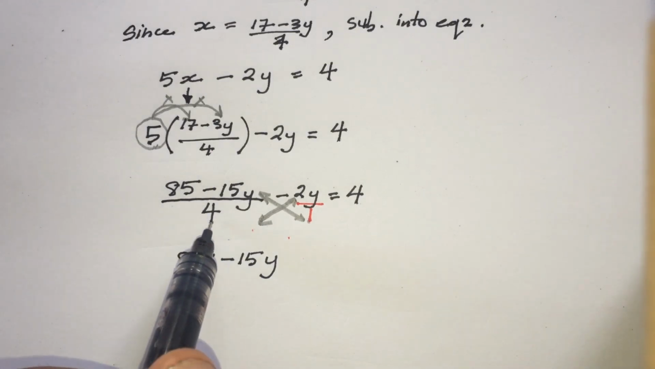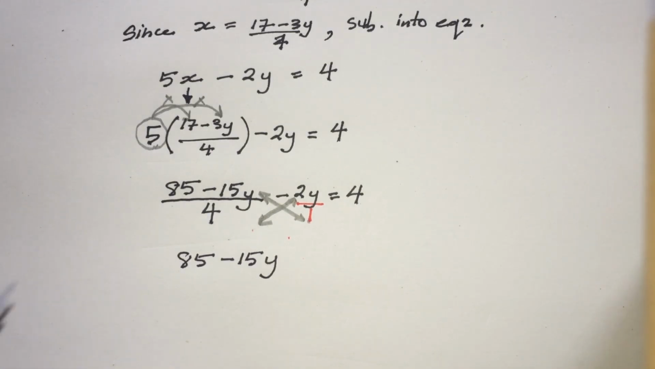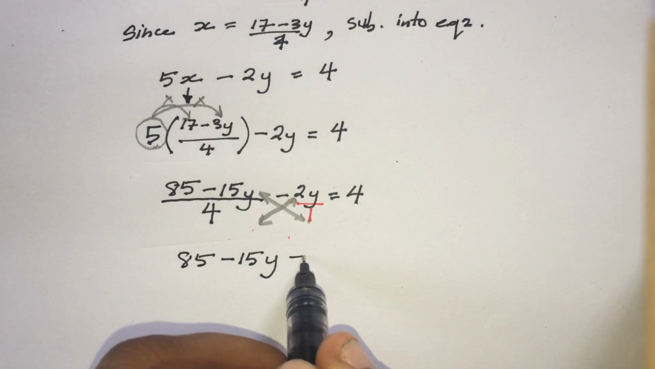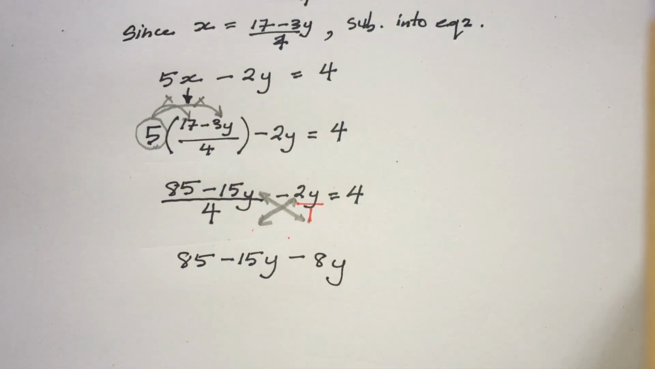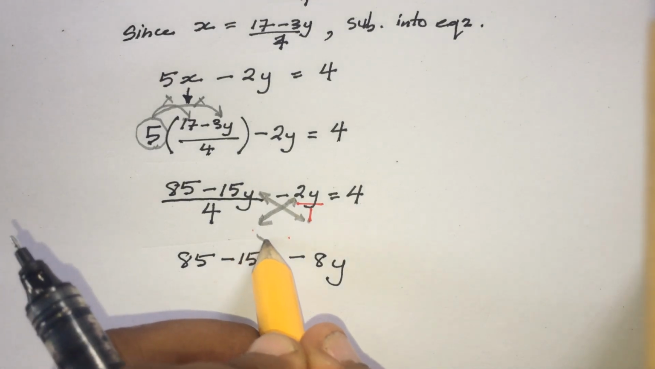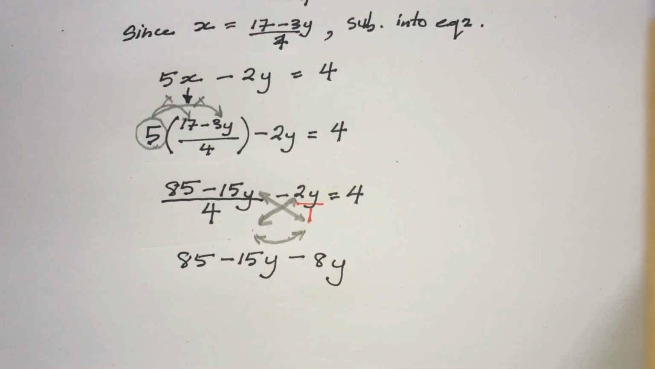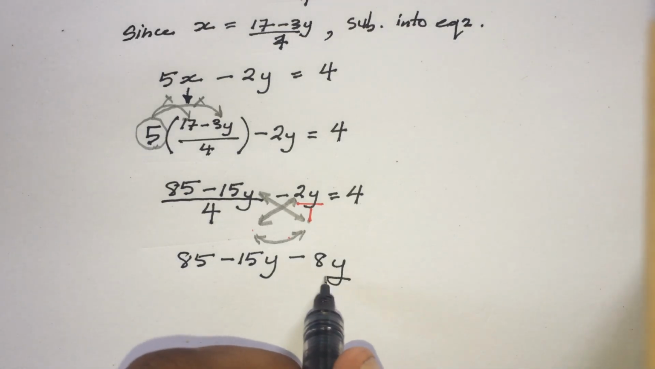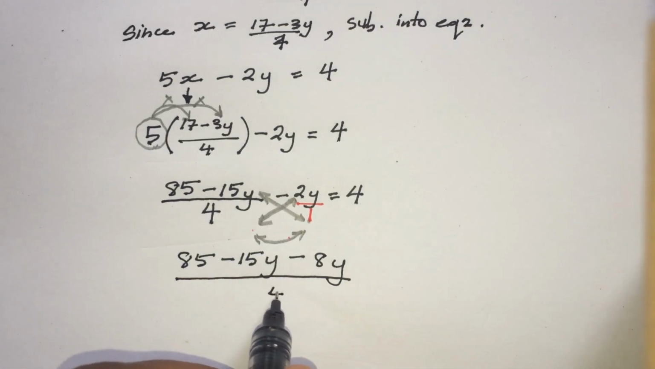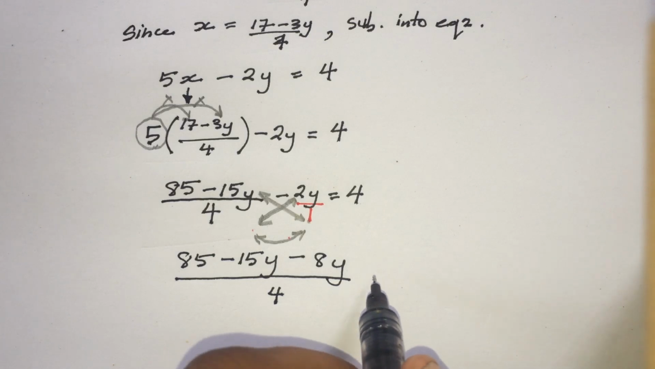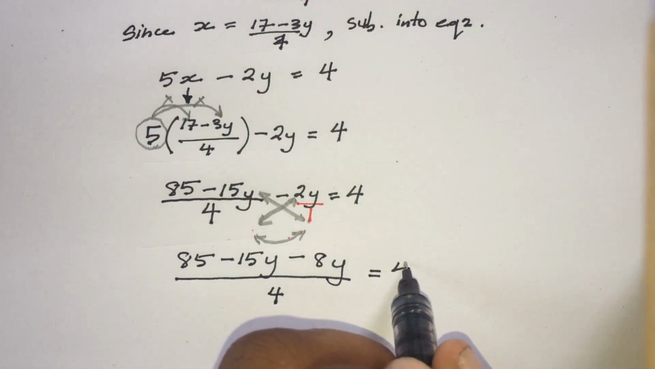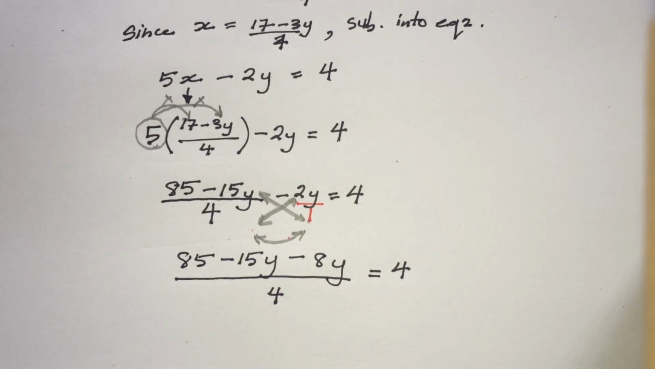We need to do 4 times negative 2y. That will give us minus 8y. And interestingly, we must also multiply the denominators. That's going to give us our new denominator. So 4 times 1 will give us 4. And that should be equal to 4 on the right. Not bad so far, right?